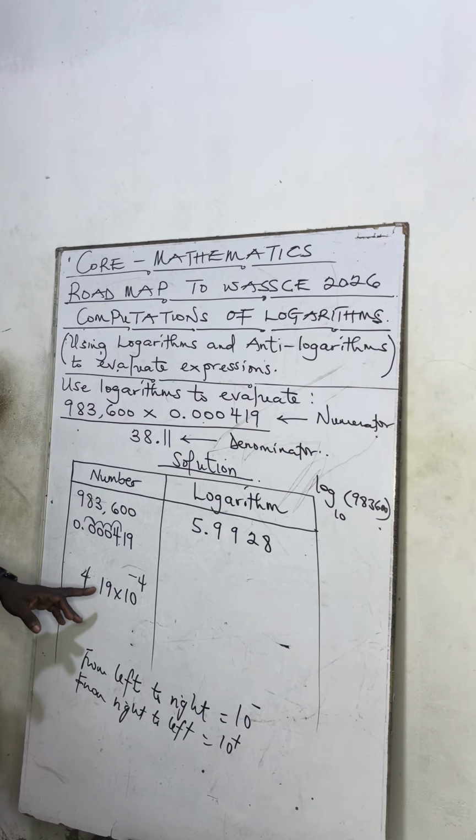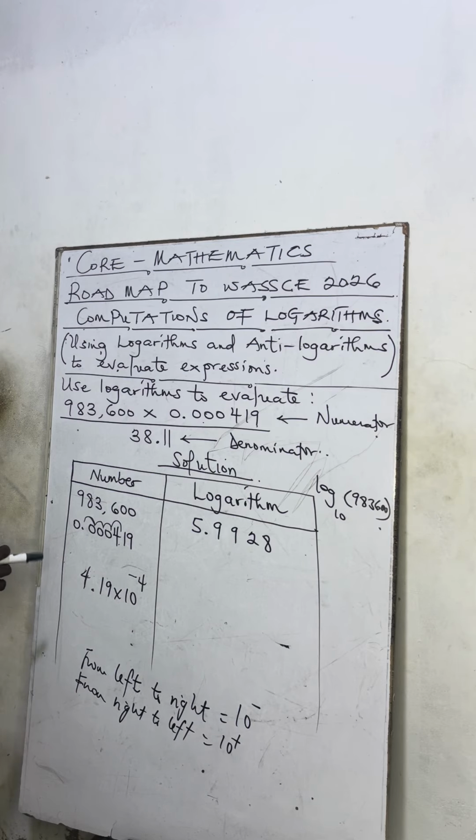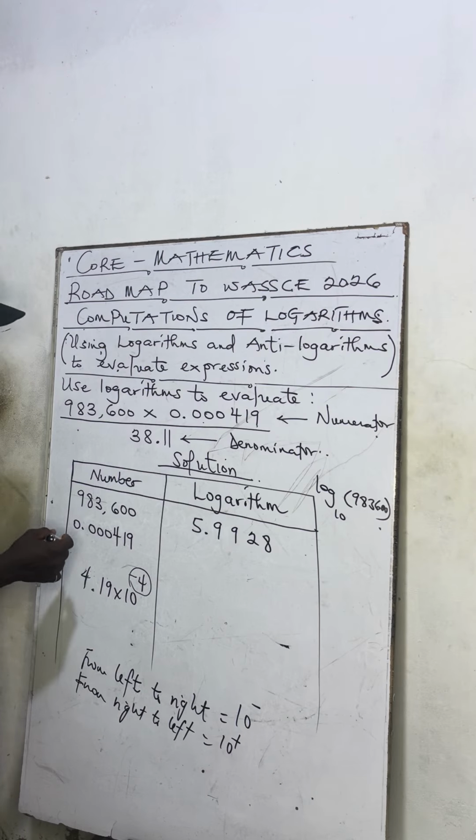Now, we want to write 0.000419 in logarithm. Check the way we are writing it in logarithm. So first I said change because it contains decimal points. We change it to what? To standard form. And in standard form, we have 4.19 times 10 exponent negative 4. Now, the negative 4 becomes the characteristic.